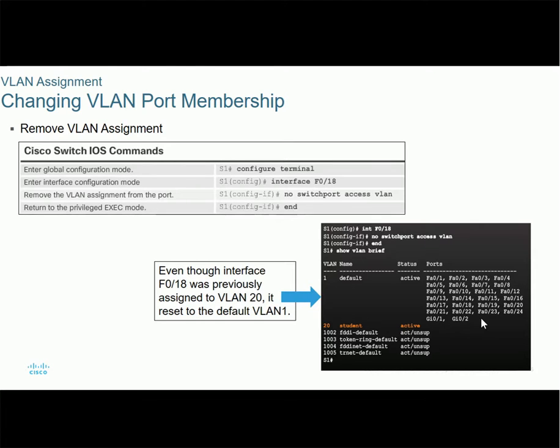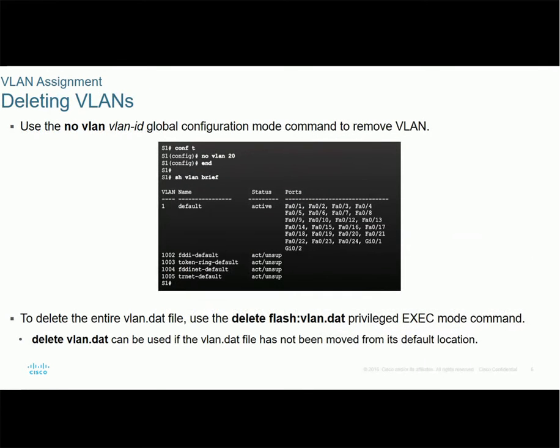Again, as I said earlier, when an access port has its VLAN membership reassigned to another existing VLAN, the new VLAN membership simply replaces the previous VLAN membership, as you can see here.